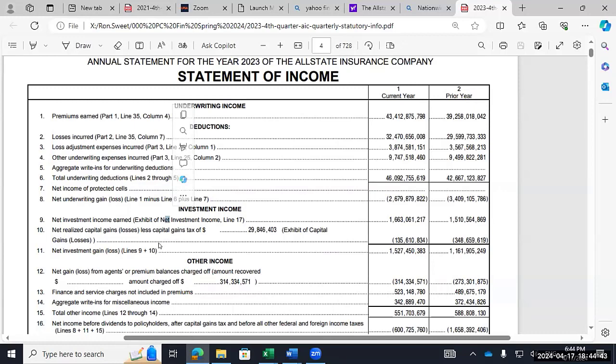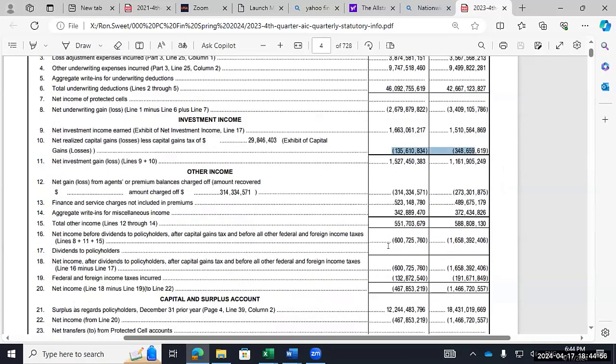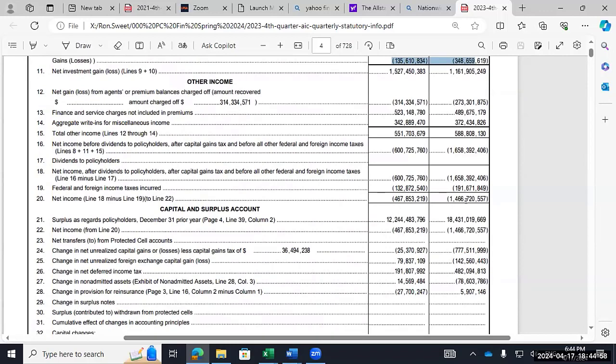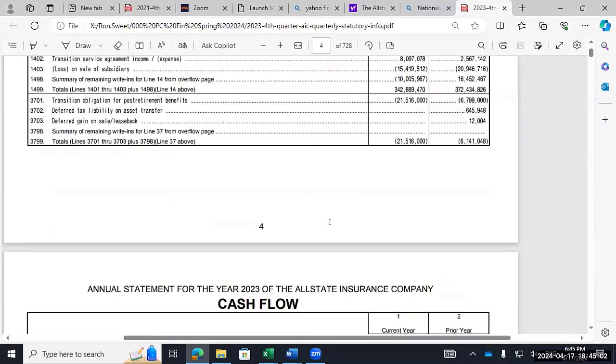We'll see if it's the auto side. That'd be interesting to see. On the investment income side, I'm surprised their investment income didn't jump more with interest rates higher, but they did have realized losses. Their net income itself, 2 losses. That's pretty major for them to have 2 years of losses.